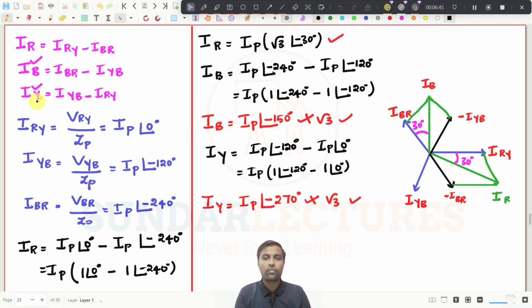Next thing you have to go for IY, that is IYB will be there and minus of IRY. It will come like this, right? This will be minus of IRY. And if you add these two, what will you get? Obviously, you will get this value of IY. So if you add these two, obviously it is root 3 times, right? And what is this value? This is nothing but IY.